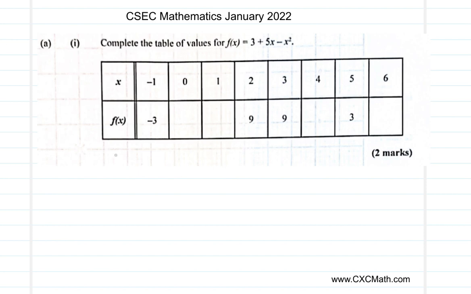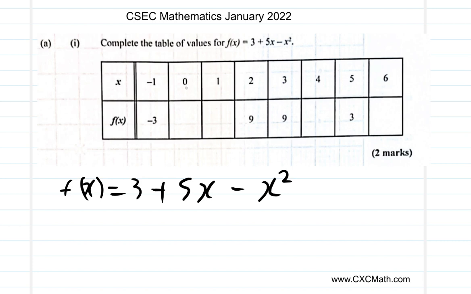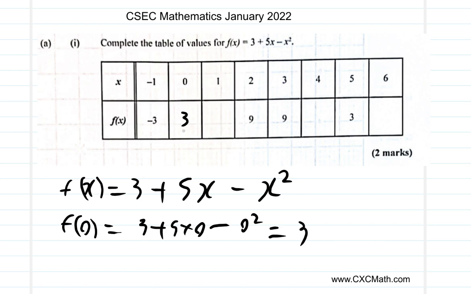But anyway, here you have f of x equals 3 plus 5x minus x squared. What happens when x is 0? You say f of 0 equals 3 plus 5 times 0 minus 0 squared. This gives you what? It's 3. So it's going to be 3 here. Alright?